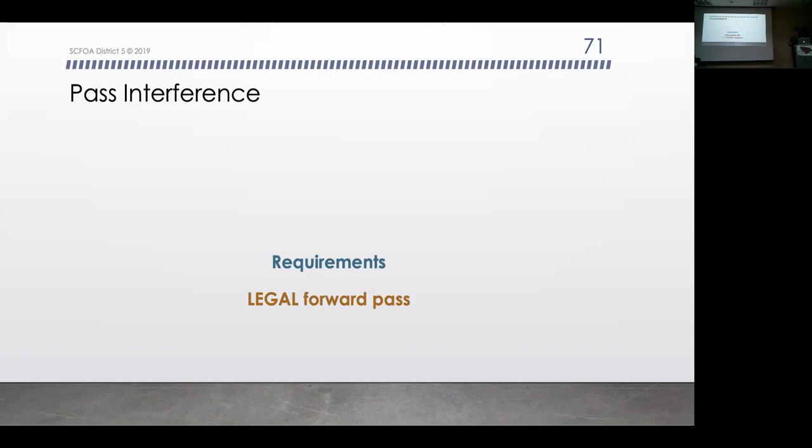The pass has to cross the neutral zone. So if the pass is behind the neutral zone, can you have pass interference? No. And it has to be untouched by B. So if B touches the pass, then you cannot have pass interference.